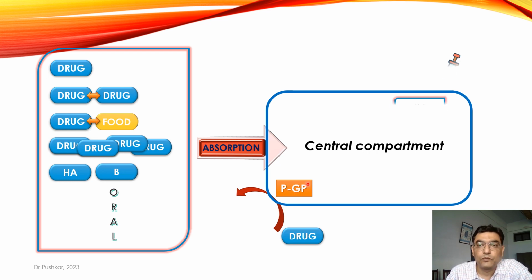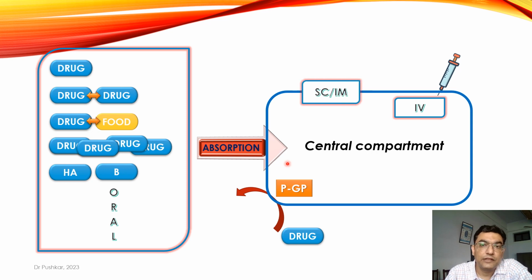Now we will see the IV route. If we give the drug by the IV route, it is readily available in the central compartment. But what if we are giving a drug, suppose, by the subcutaneous or IM route? These are some of our most common routes: oral, IV, IM or subcutaneous, we all know about them. If we give a drug by the subcutaneous or IM route, what will happen? Which one is faster, subcutaneous or IM? The IM route is faster.